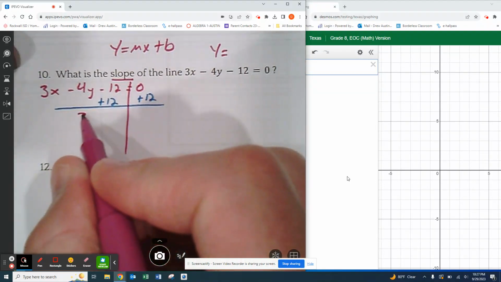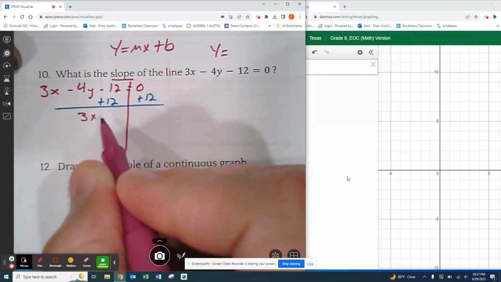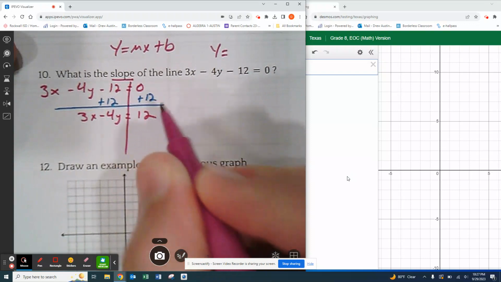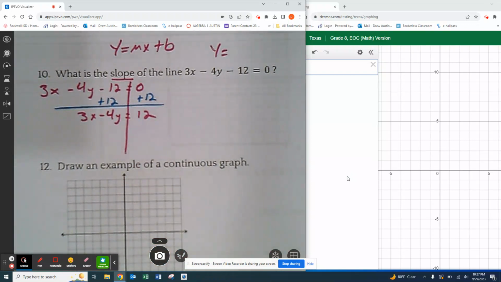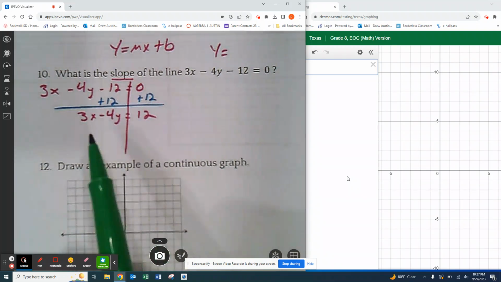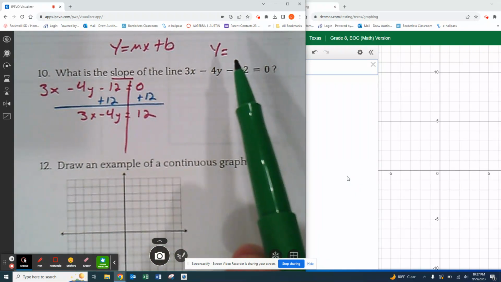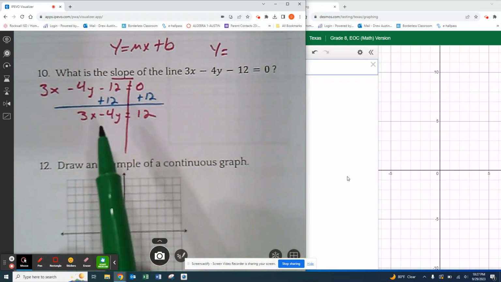So I have 3x minus 4y equals 12. Now, here's the part that trips up a bunch of students. We don't know what to do at this point because we have two variables, the x and the y, and we need to get y by itself. And so this often throws us off.